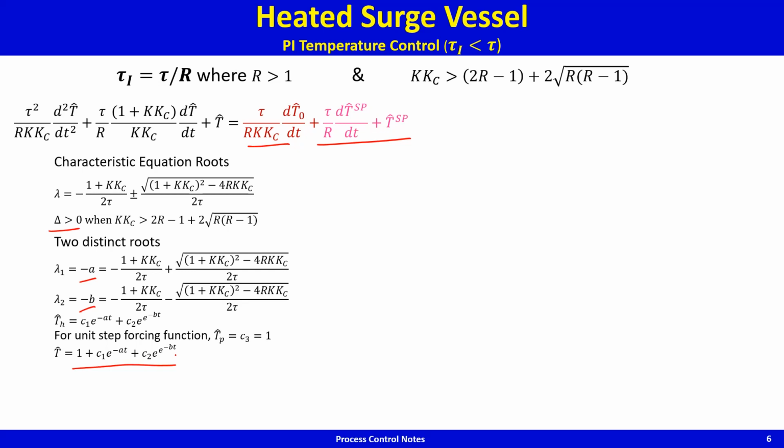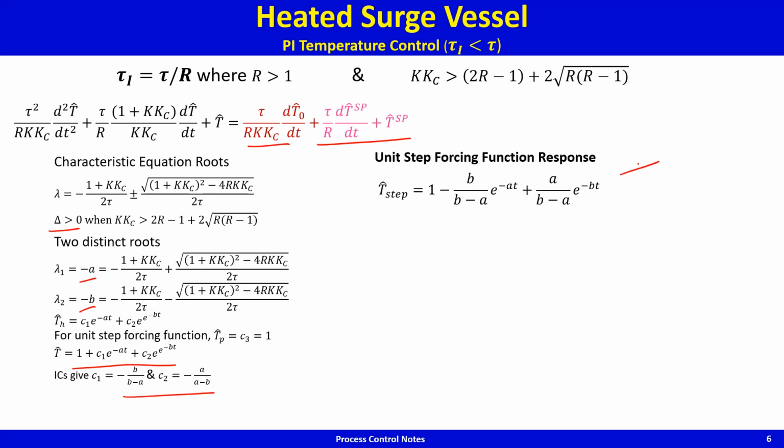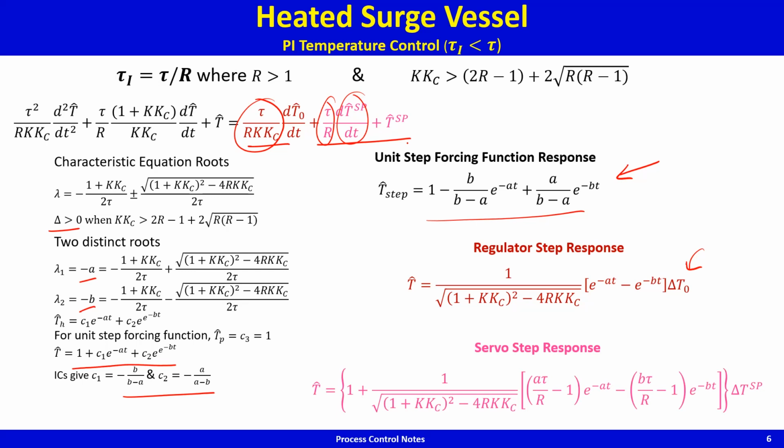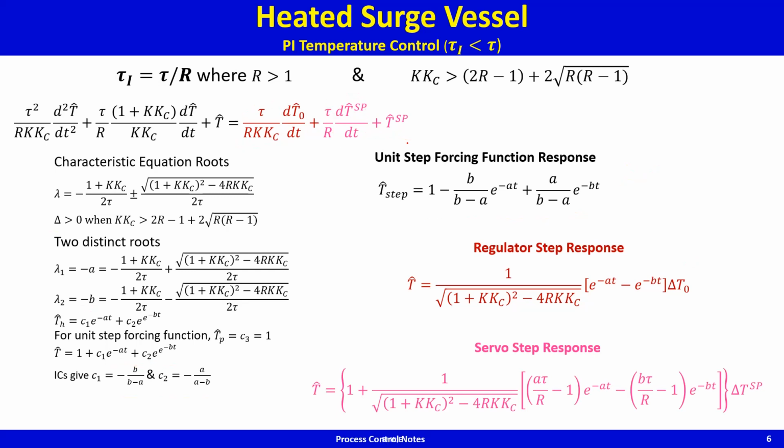The coefficients are calculated using initial conditions, and so you get the unit step response. Regulator response is obtained as tau by r KKc times the derivative of the unit step response, which gives us this, and the servo response is obtained as tau by r times the derivative of the unit step response plus the unit step response itself, which gives us this. This is what we have derived.